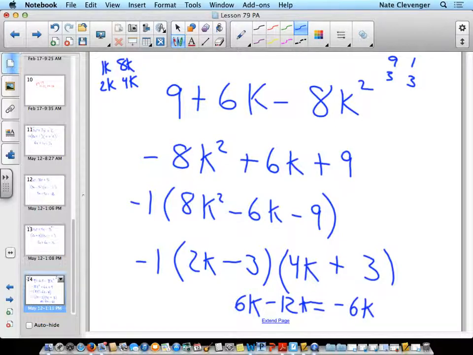No, we want 6k. Yes. Now because we factored out the negative, yeah, so that is what we want. So we guessed right on that. That's twice in a row.